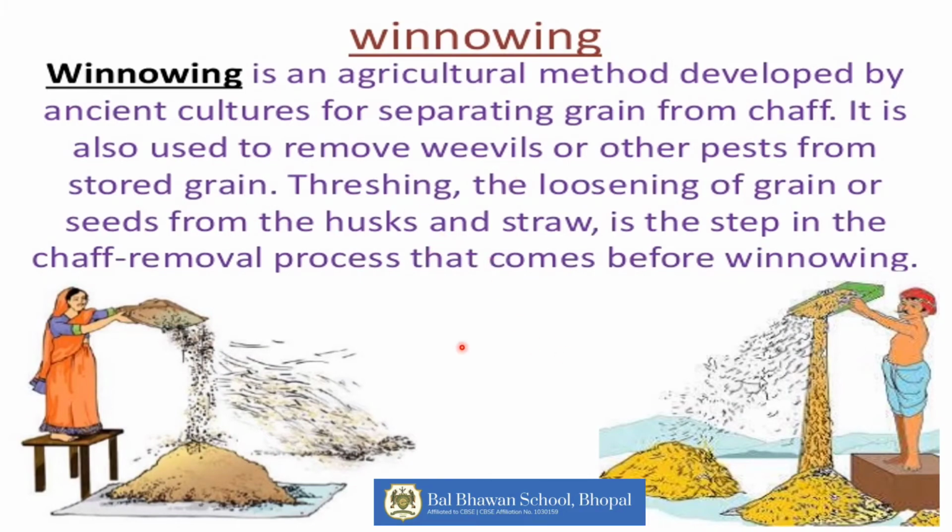Now, here, as you can see in the picture, the farmer is doing this process of winnowing. He is holding a mixture of husk and straw, and since the seeds are heavier, they settle down at the bottom forming a heap, and since the chaff, the husk and straw, is very light in weight, it is being carried away by wind.